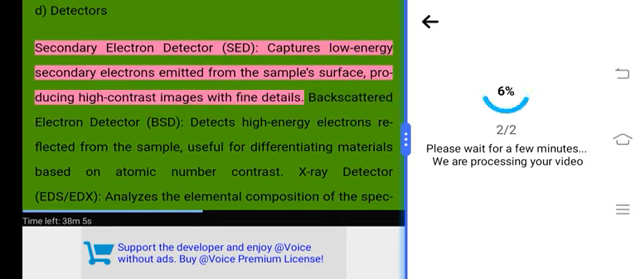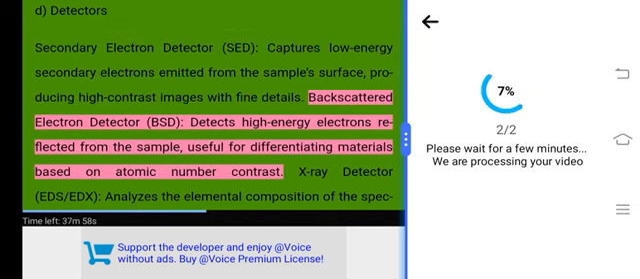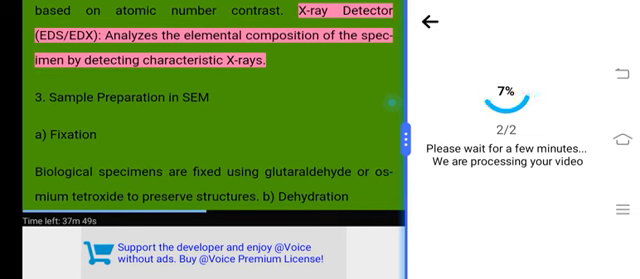Secondary electron detector, SED, captures low-energy secondary electrons emitted from a sample surface, producing high-contrast images with fine details. Backscatter electron detector, BSD, detects high-energy electrons reflected from a sample, useful for differentiating materials based on atomic number contrast. X-ray detector, EDS, EDX, analyzes the elemental composition of a specimen by detecting characteristic X-rays.